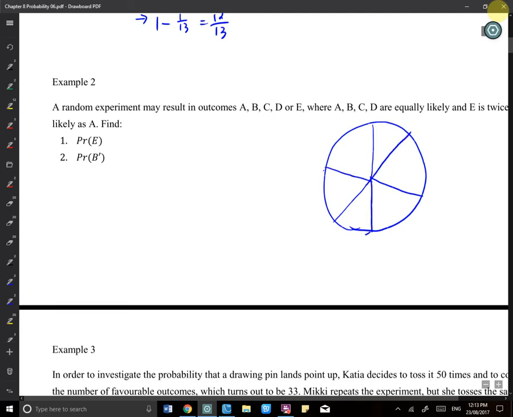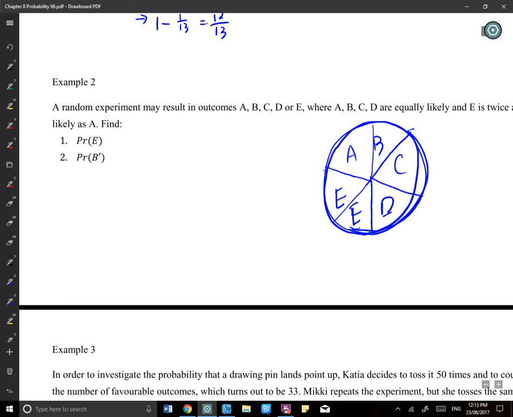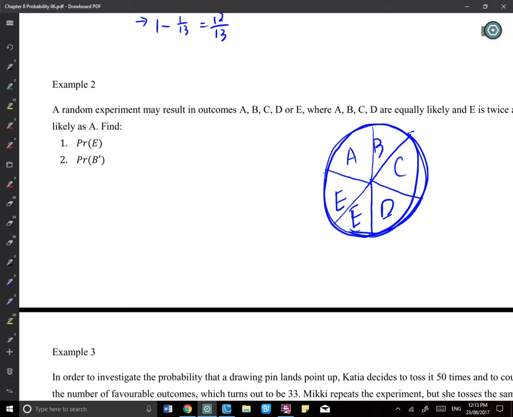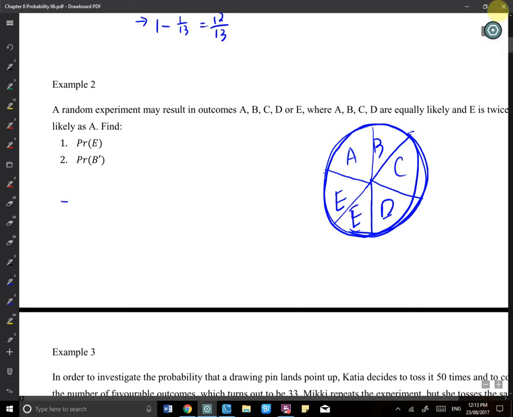I divide this area into 6. I have A, B, C, D. They have the same proportion, but E will occupy 2 spaces. They are equally likely, so E will be 2 of the area. So to find the probability of E, the probability of E equals 2 on 6, which is a third.